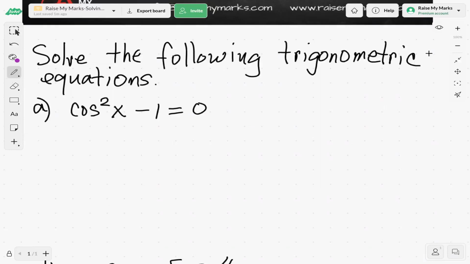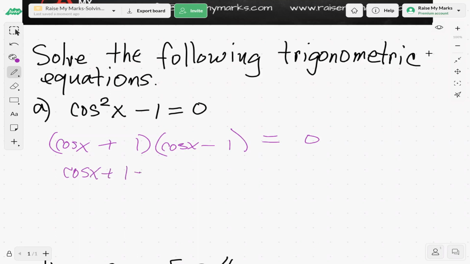All right, so cos squared x minus 1, that's a difference of squares, so we can factor that. We have cos x plus and minus 1. When we have a product of two factors, the only way that product can equal 0 is if at least one of the factors equals 0. So in this case, cos x plus 1 equals 0, or cos x minus 1 equals 0. So cos x equals negative 1, or cos x equals 1.